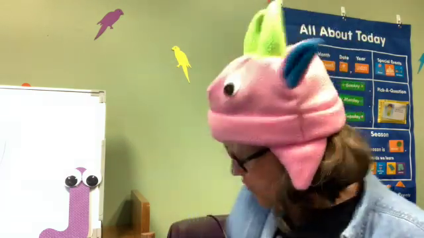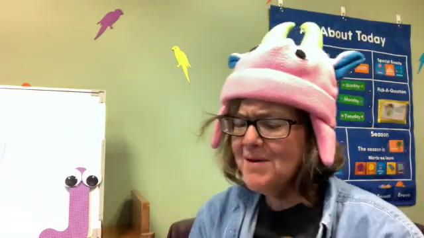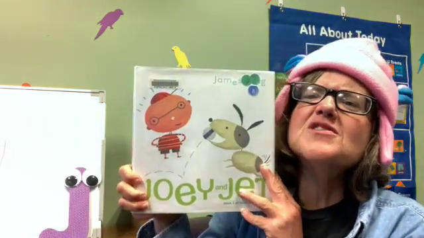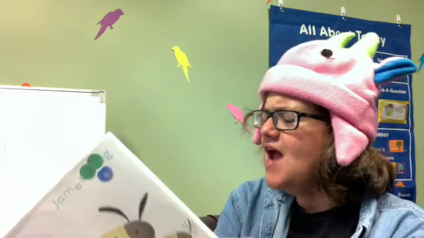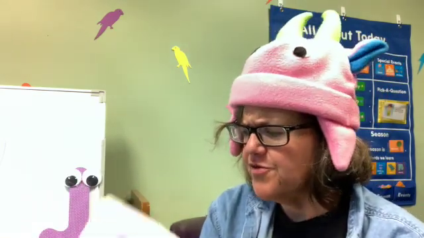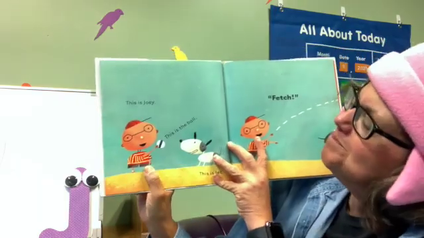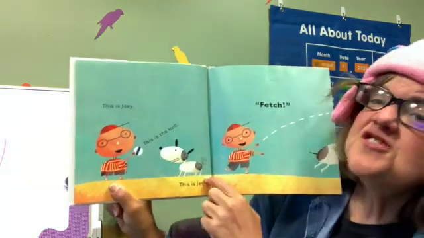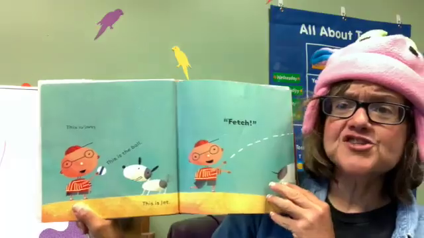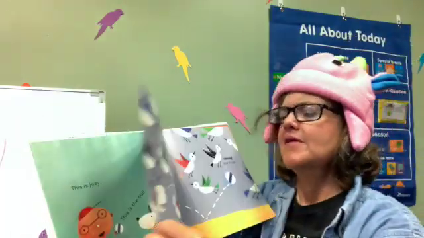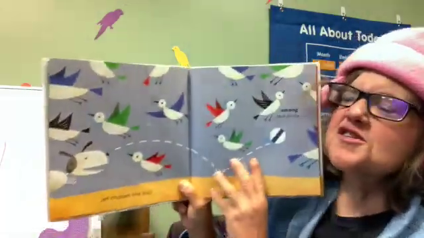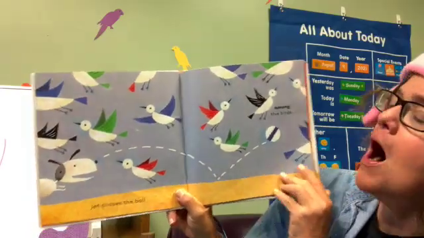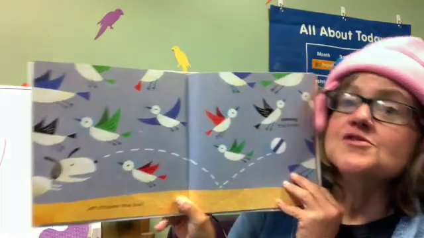Oh, wait. I have another book. I forgot. But I feel weird because I don't know if you can see the words if they're backwards. Joey and Jet. So just don't look at the words if they're backwards. Because this is Joey, the dude right here. And this is the ball, and this is Jet. Fetch! Fetch, Jet! Jet chases the ball among the birds. So this is pretty cool.